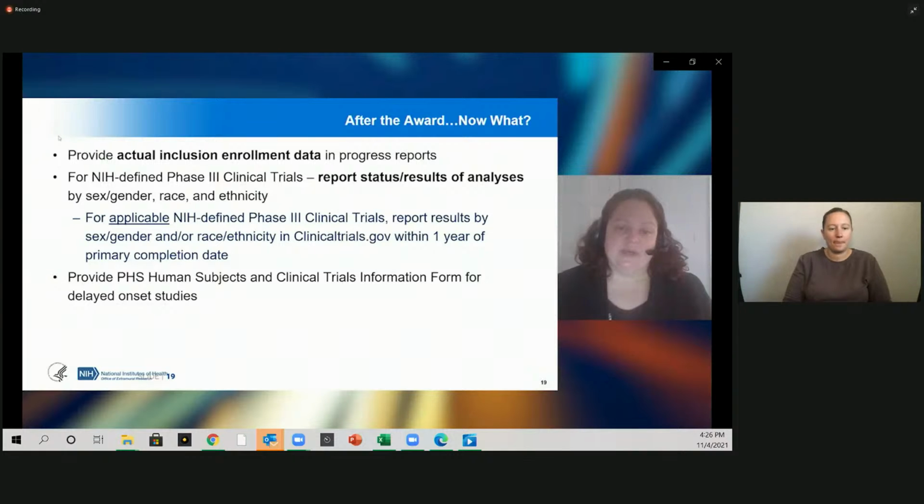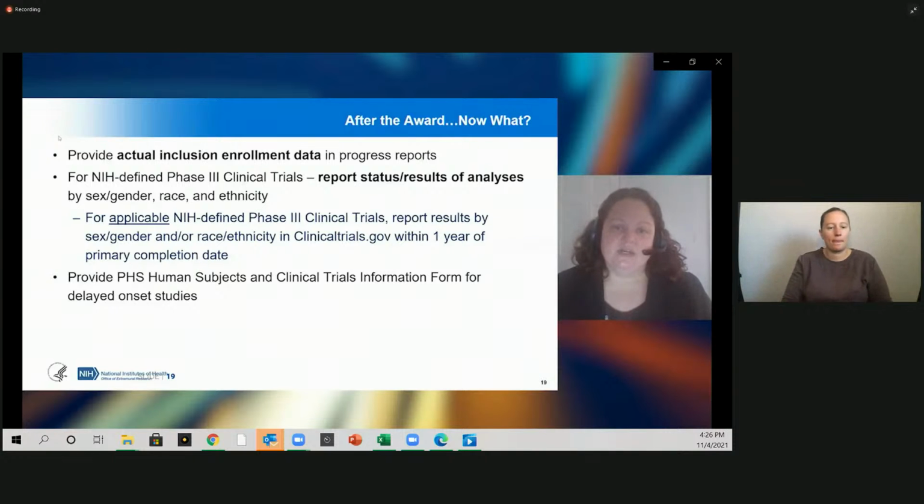And then as a reminder, as we mentioned earlier, if you're doing those applicable FDA-regulated drug and device studies that are also NIH-defined phase 3 clinical trials, you will need to report results of analyses by sex or gender, race, and ethnicity in clinicaltrials.gov within 1 year of your primary completion date. And that will be submitted along with the rest of your information to clinicaltrials.gov and your results.